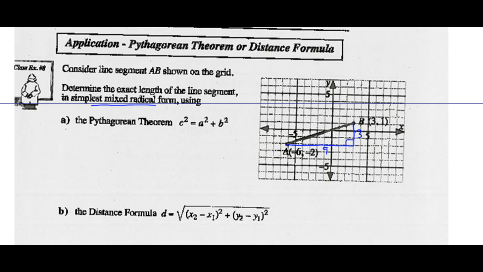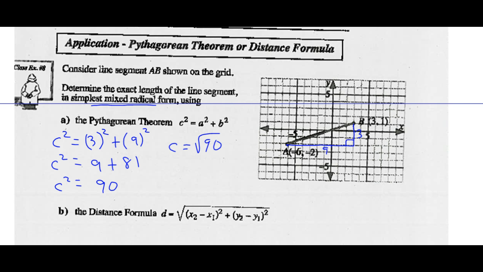So using Pythagoras' theorem, I don't know what the hypotenuse is, but I know one side is 3 and the other side is 9. So c squared would equal 9 plus 81, or c squared is 90. Take the square root of both sides, and c would equal radical 90, which could be written as the square root of 9 times the square root of 10. So c would equal 3 radical 10 in simplest radical form.